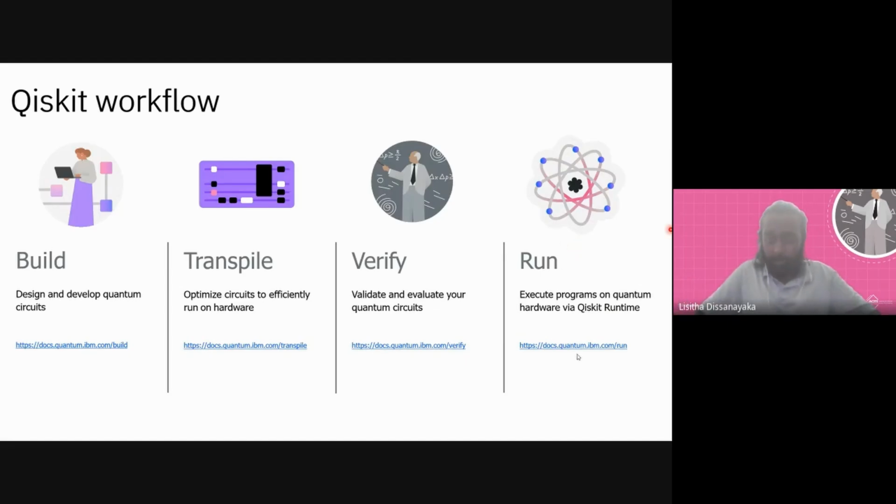These 4 stages, build, transpile, verify, and run, form a complete pipeline from quantum algorithm design to real-world execution. Qiskit provides comprehensive documentation for each stage, and you can find all the details of each phase in these links. I will provide the slides so you can follow these links. Okay, let's talk about each stage one by one.